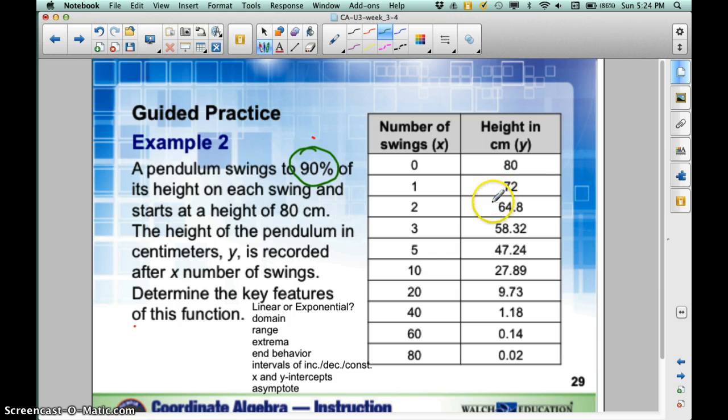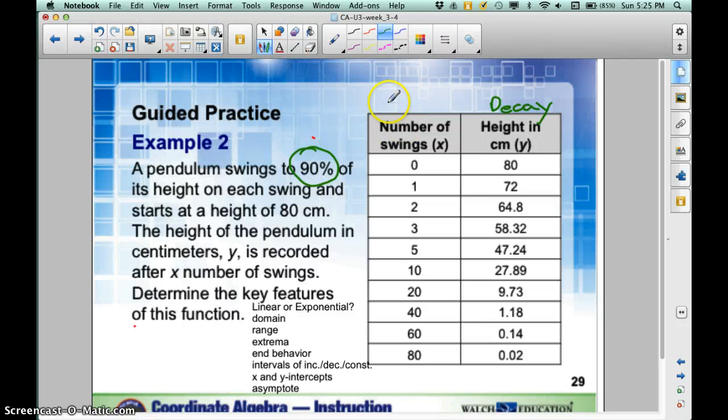So is this exponential growth or exponential decay? And if you look at your y column and you see your numbers going down, that's a clear indication that we have decay. And if you think about a pendulum swinging, you push it once and then it swings less and less each time as the force diminishes. And so think about what's happening in real terms.